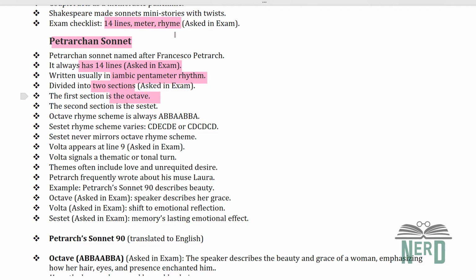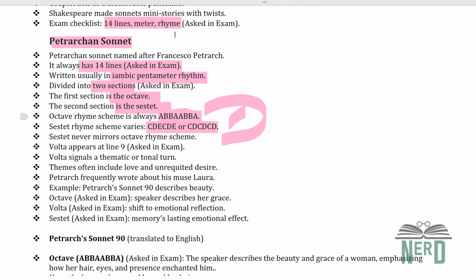The first 8 lines form the octave and the last 6 lines form the sestet. Pause here and remember, this split is very important for your exam. Now let's look at the rhyme scheme. The octave almost always follows A, B, B, A, A, B, B, A. The sestet is more flexible. It might be C, D, E, C, D, E, or C, D, C, D, C, D.